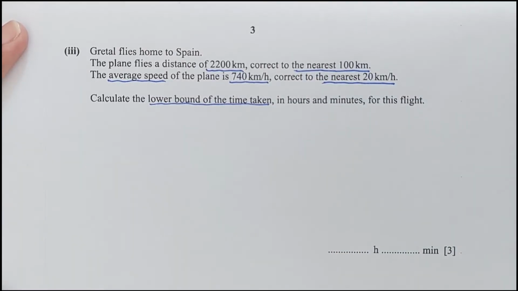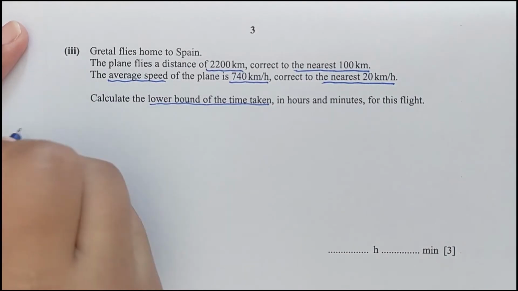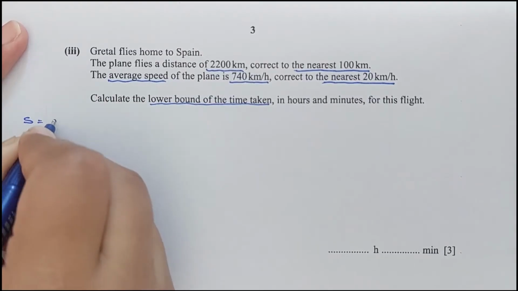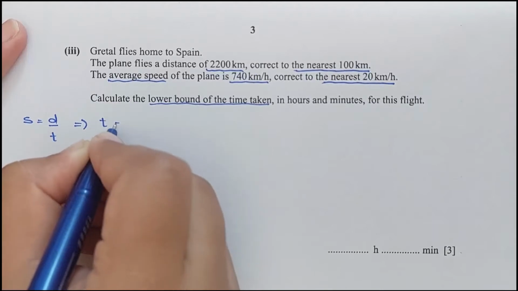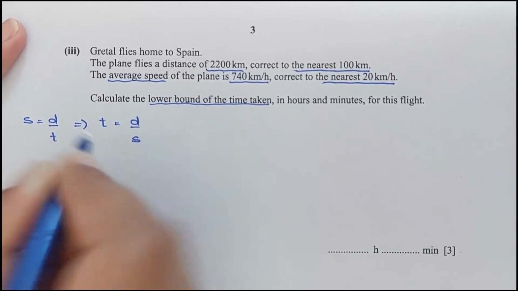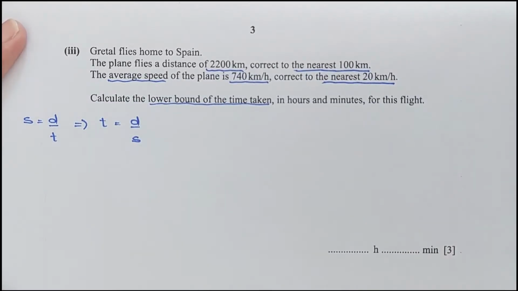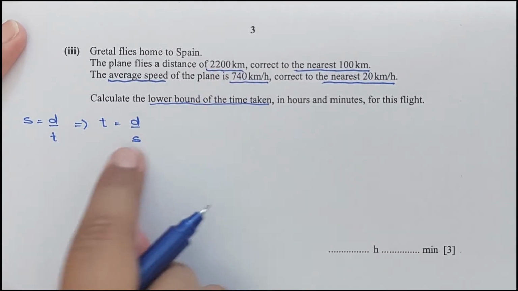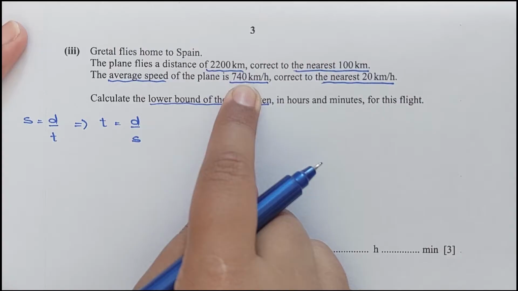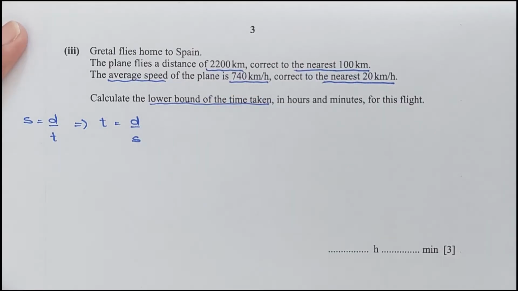So we have the given distance and the average speed. We have the formula that speed equals distance over time. So to find the time, we have distance over speed. Time is over here, speed is over here. The distance is given in kilometers and the speed in kilometers per hour, but we have to find the lower bound.